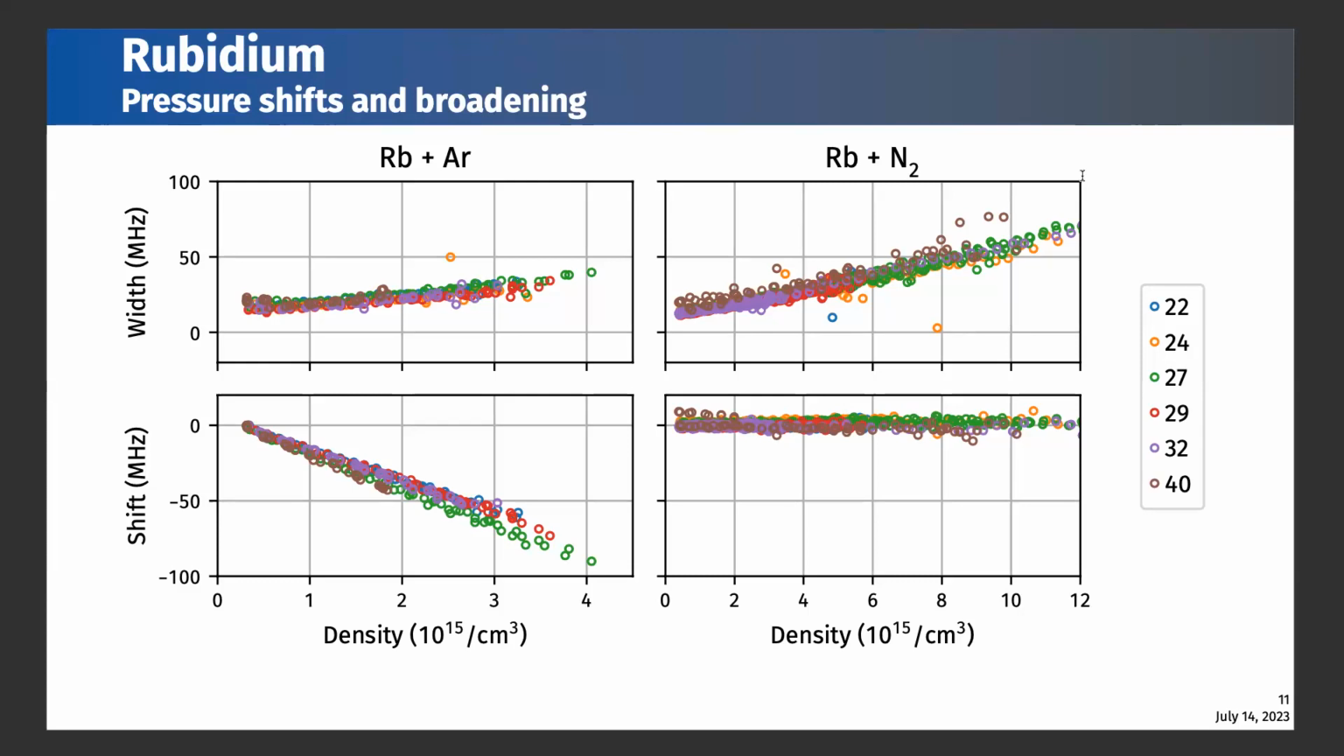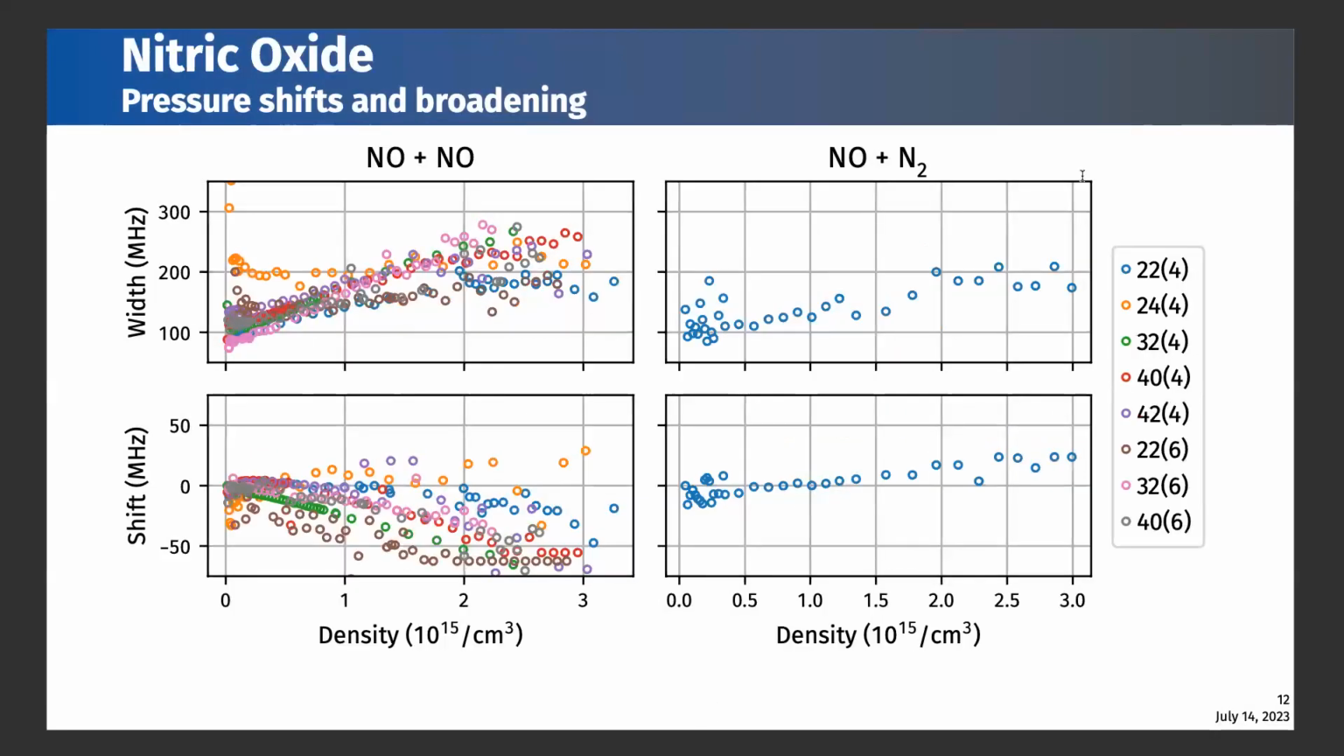Is the picture we were using, that rubidium and nitric oxide are just positronium atoms, really true? Then what we can do is prepare the same thing for nitric oxide. And as I said, it's ongoing measurements. At least we can confirm that there is also pressure broadening there.